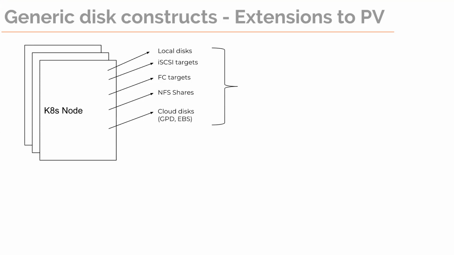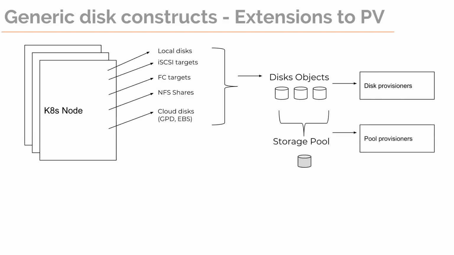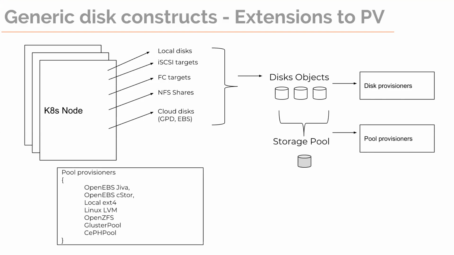So what we are proposing here is we're going to take these various types of disks and call them disk objects or DOs. And the thinking is it gets managed by another generic interface called disk provisioner. And from disk objects, you can create a storage pool. It is done by pool provisioners. This is another interface that needs to be created.